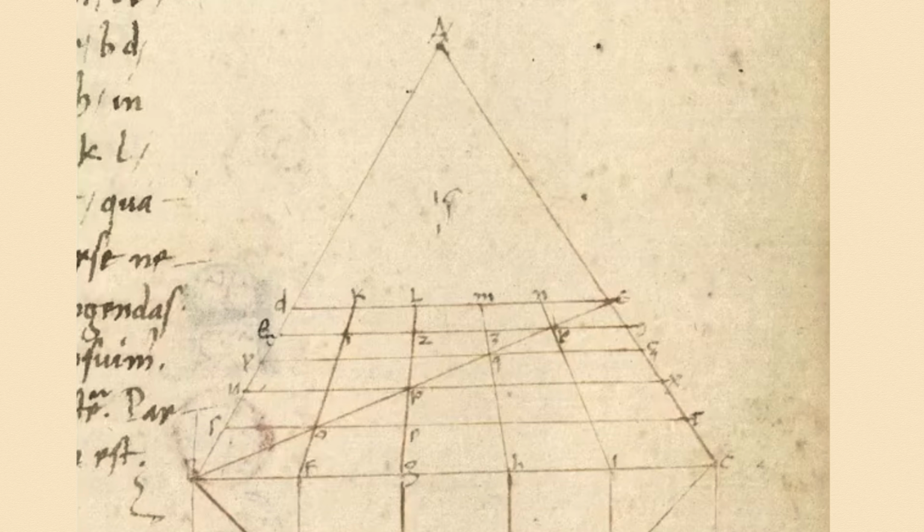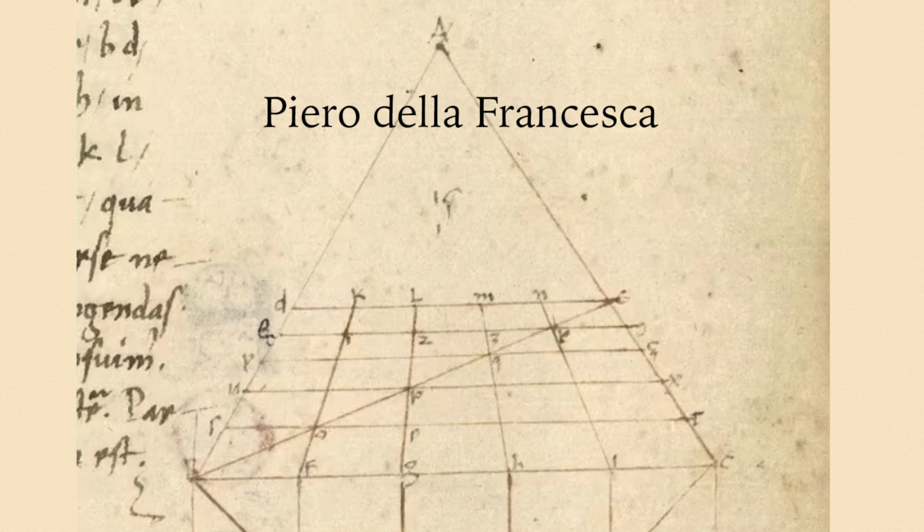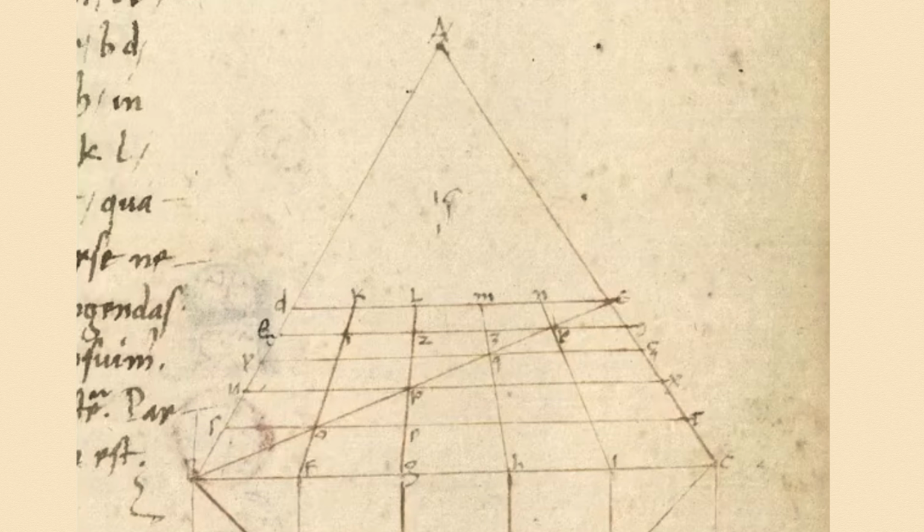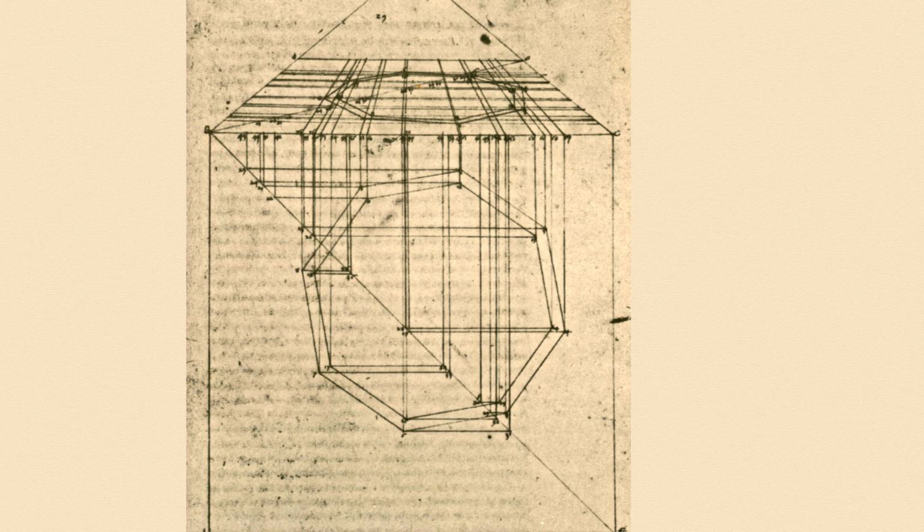This method is very old. In the 15th century, the Renaissance artist Piero della Francesca wrote a book called De Prospectiva Pingendi. This is the earliest treatise on perspective in which he illustrated this method so well. Here's another drawing from this book, in which Piero della Francesca explains how this method can be used to draw an octagonal shape in perspective.